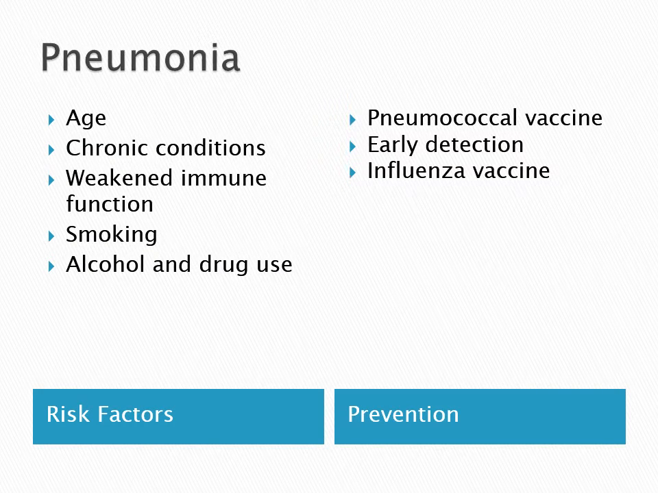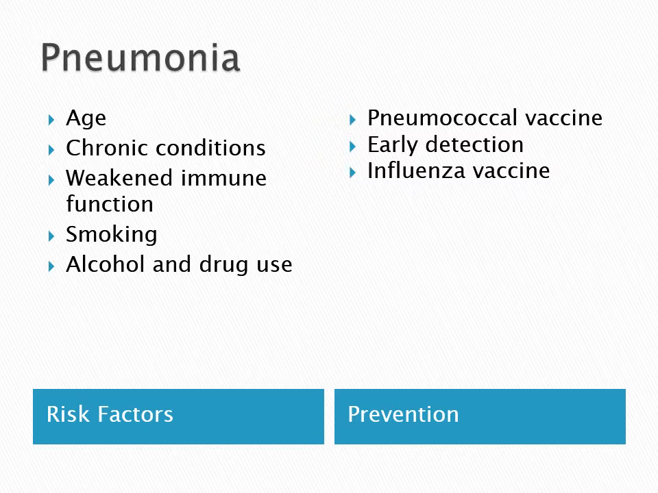With pneumonia, we are again going to take a look at the risk factors, prevention, and management within the community setting. With the risk factors, very similar to influenza, age is going to impact the infants, very young, and the older adults, because older adults have decreased immune response and immune function because of physiological changes. Chronic conditions are going to place at higher risk, particularly those with cardiac and respiratory involvement. Weakened immune function, once again. Smoking puts individuals at higher risk for pneumonia, and then also alcohol and drug use.